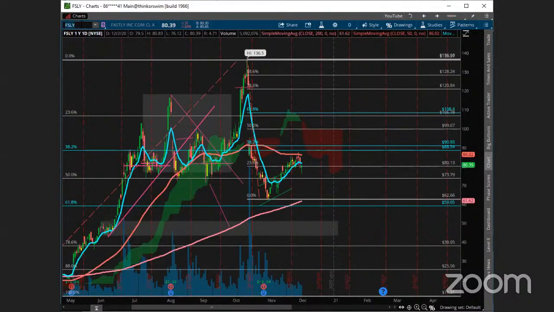FSLY there with a bit of a hammer-ish type move. Keep an eye on it, right? See which way these cloud names would go. If all the cloud names start doing good, FSLY might move in tandem with it.